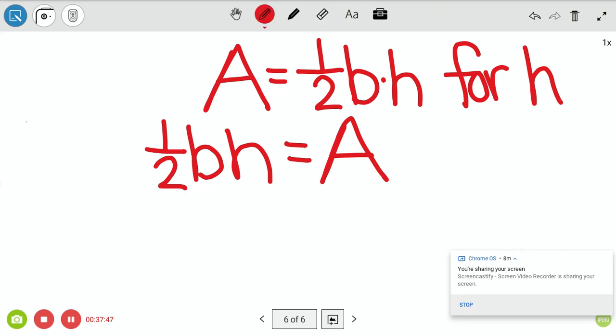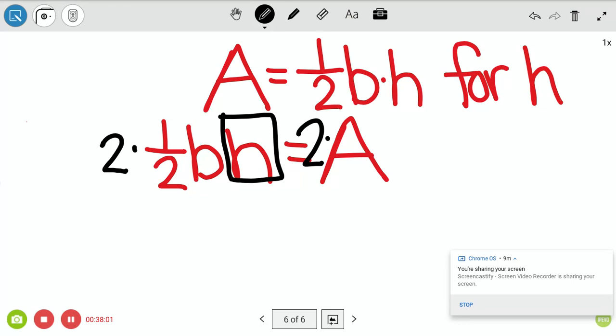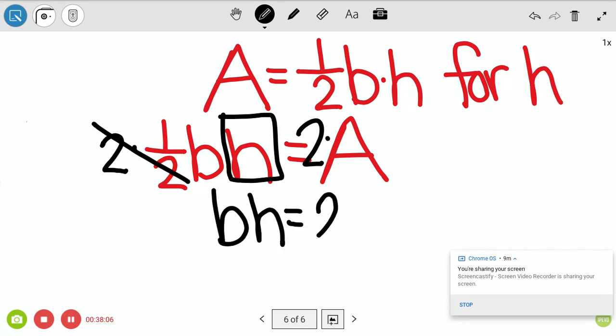Just be patient. All right, so on this, we are solving for h. We want to leave this one alone. So the first thing we want to do is get rid of that fraction. That means divide by 2. The opposite is to multiply by 2. So that would leave us with base times height equals 2a.